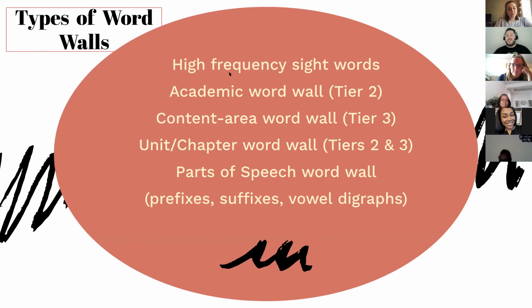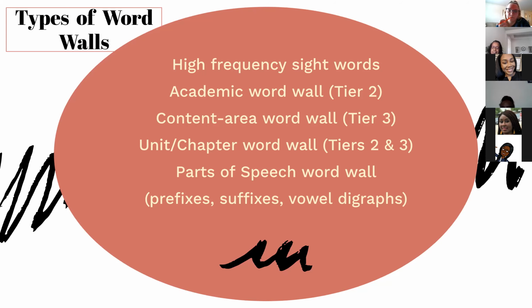So high frequency sight words might be beneficial for some beginner students, maybe some who have just left the new arrival program. There's an academic word wall, which are tier 2 vocabulary words, and a content area word wall, which we will often see in art, science, math. We see those kinds of words, and those are tier 3 words. So percent, photosynthesis, foreground, background in art. And then a unit or chapter word wall, which in ELA classrooms, we generally have just to help support our students in their comprehension of the text that we're reading.